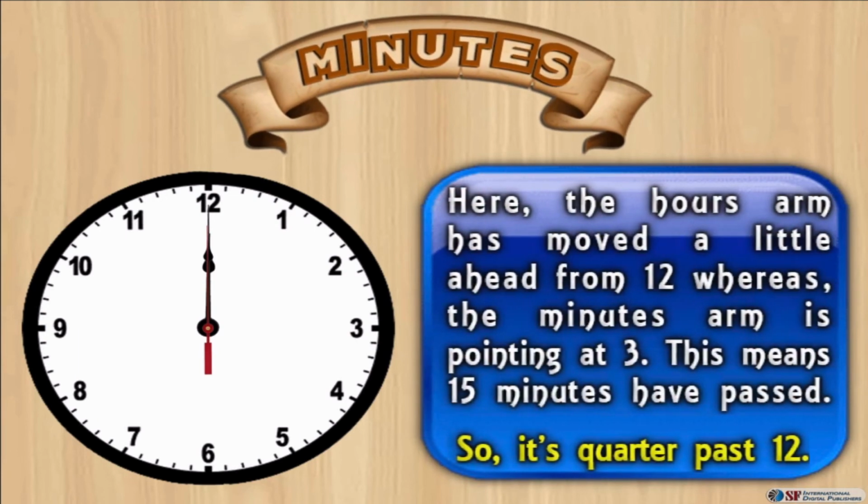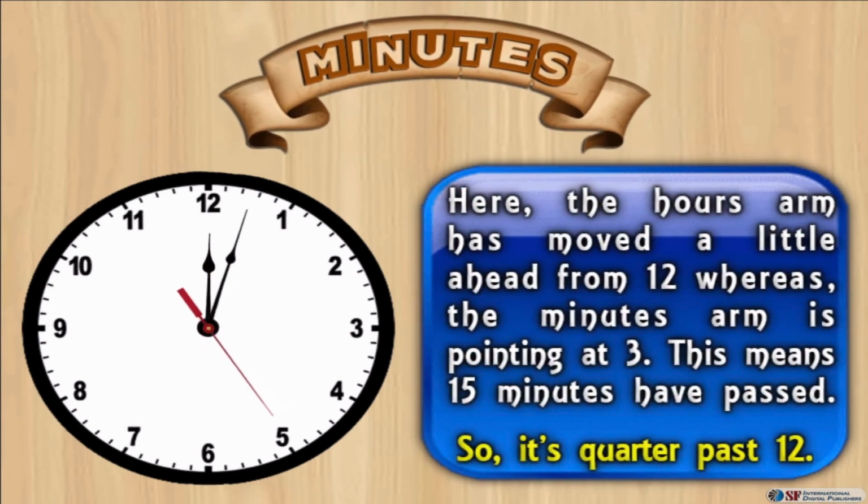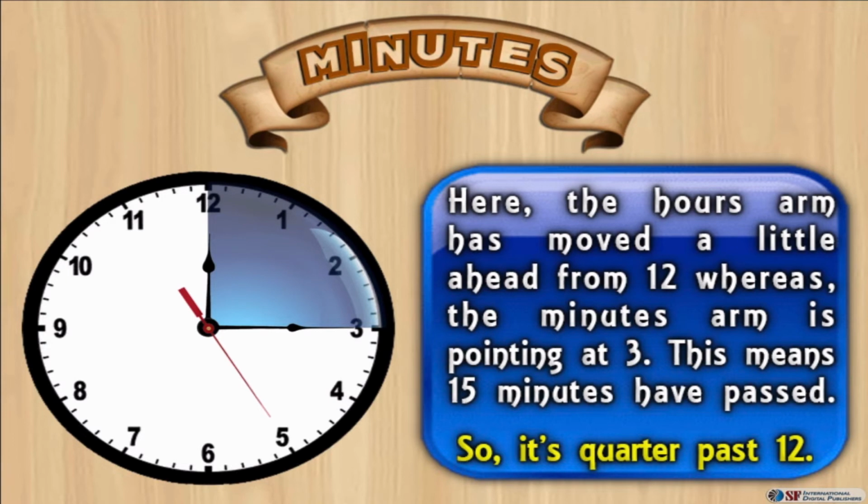Here, the hours arm has moved a little ahead from 12, whereas the minutes arm is pointing at 3. This means 15 minutes have passed. So, it's 12:15.